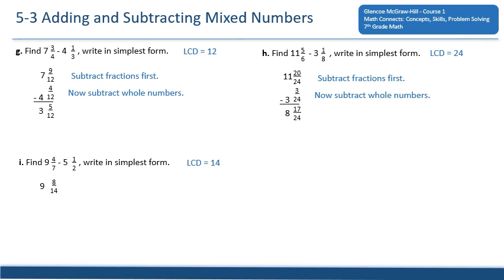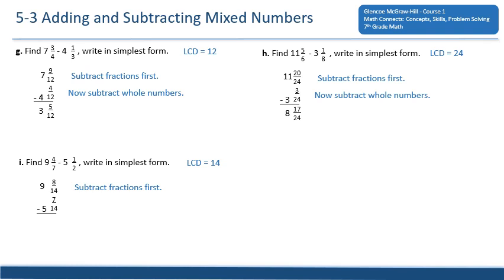5 1/2, so we need to find an equivalent fraction to 1/2 with 14 in the denominator. To do that, we'd multiply 2 times 7 to get 14, which then we have to multiply the numerator 1 times 7 to get 7. And our problem now states 9 and 8/14 minus 5 and 7/14.